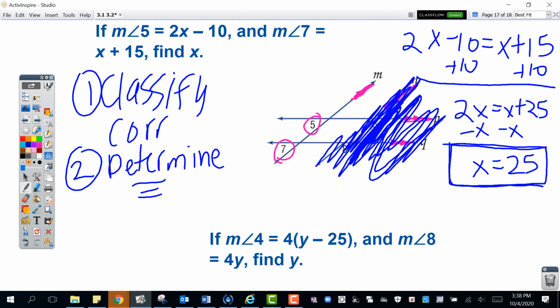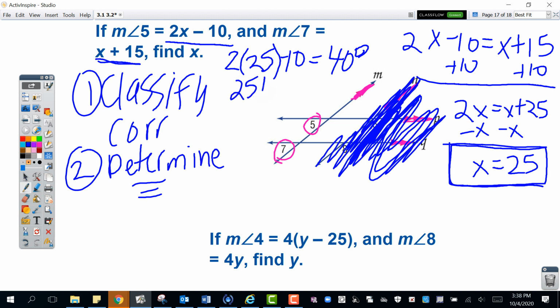If you want to check your answer, which I always advise doing, you can plug that x back into both of those angles to make sure that angle 5 and angle 7 are actually equal to each other. So for example here, that would be 2 times 25 minus 10. 2 times 25 is 50. 50 minus 10 is 40 degrees. So angle 5 is 40 degrees. Now for angle 7, I'm just going to plug it in right here for x plus 15. So 25 plus 15 is 40 degrees. And look, those two are congruent. So that means we're right, and therefore x is equal to 25.